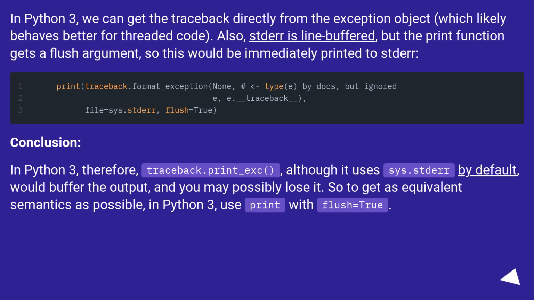Conclusion. In Python 3, therefore, traceback.print_exc, although it uses sys.stderr by default, would buffer the output, and you may possibly lose it. So to get as equivalent semantics as possible, in Python 3, use print with flush=True.